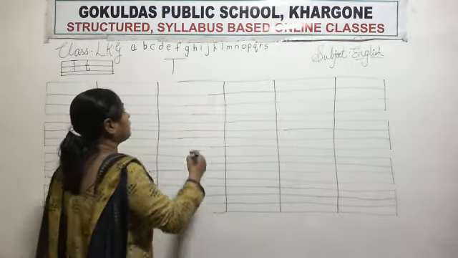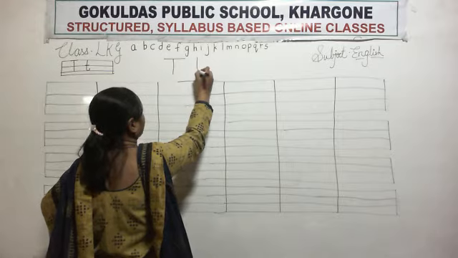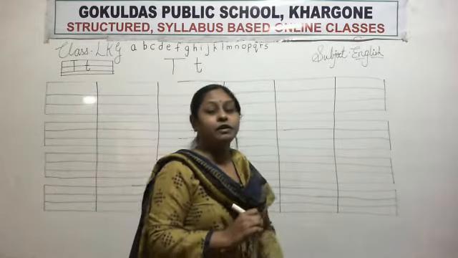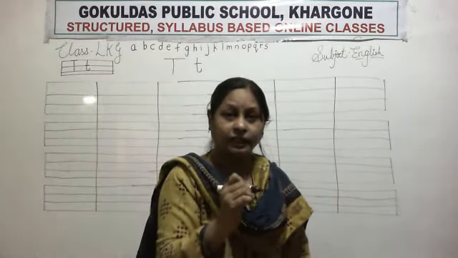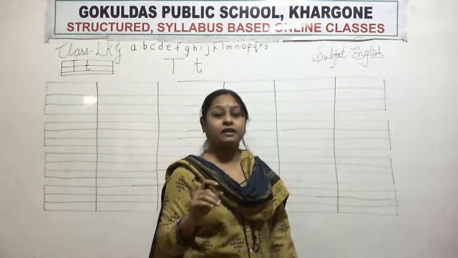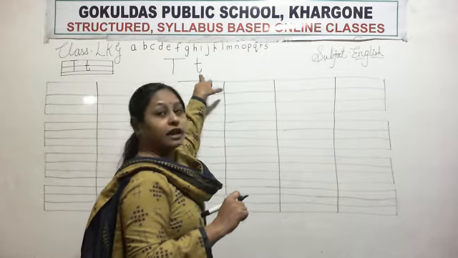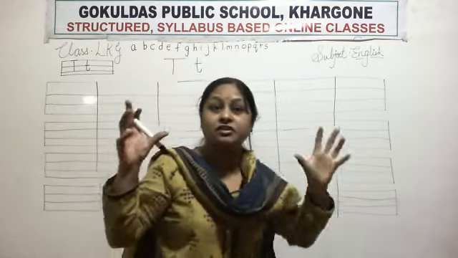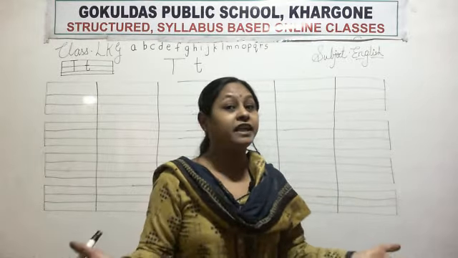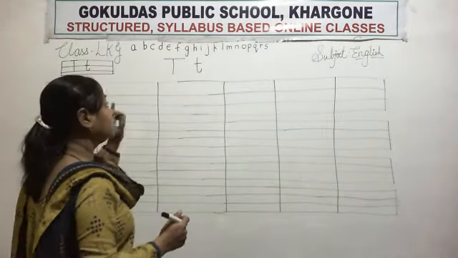And how will we write small t? We will write small t like this: standing line, then curve, and in between a sleeping line. This is small letter t. This is capital letter T and this is small letter t. T for tiger, t for telephone, t for teacher.